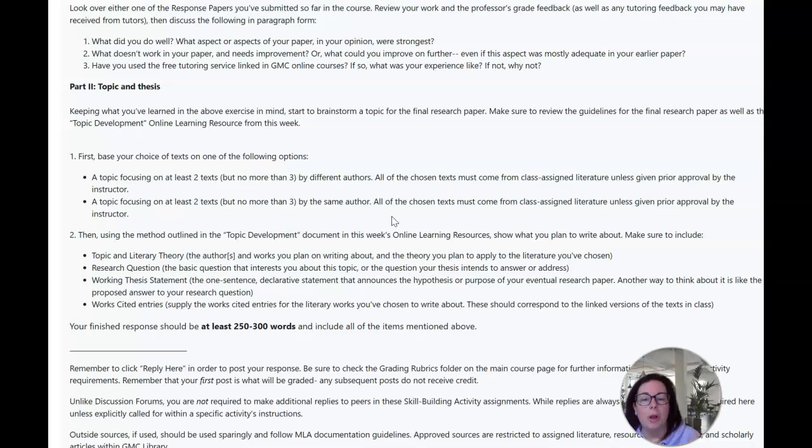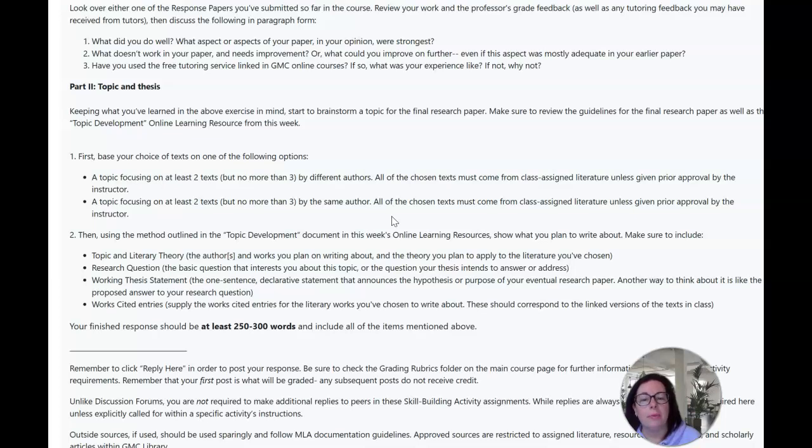Okay, so you are essentially writing a little mini essay. So this is still MLA formatted, so use all of the formatting for MLA. And so your response should be about 250 to 300 words, which is about 3 to 4 paragraphs. So you need to include the topic and the literary theory, including the authors that you're going to write about, and the theory that you're planning to apply to the literature. Okay. Remember, the theory is the lens that we're looking at. That doesn't necessarily mean that the author had that theory in mind. This is what the readers and the critics are looking at.